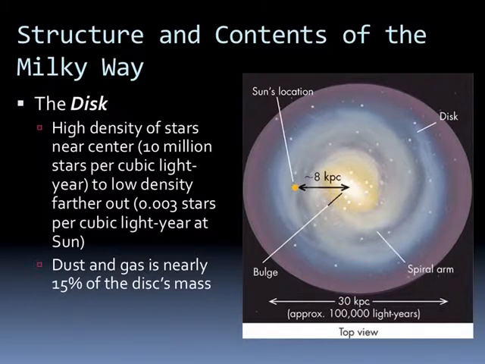Now, there's a high density of stars near the center, about 10 million stars per cubic light year, to low density further out, about a 3,000th of a star per cubic light year at the distance of the Sun. And dust and gas is nearly 15% of the disk's mass.